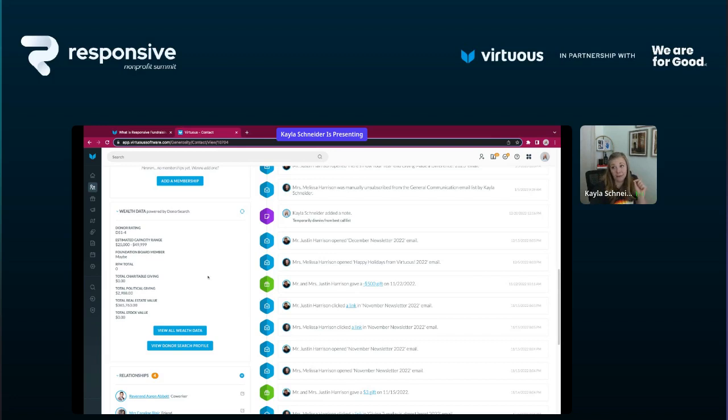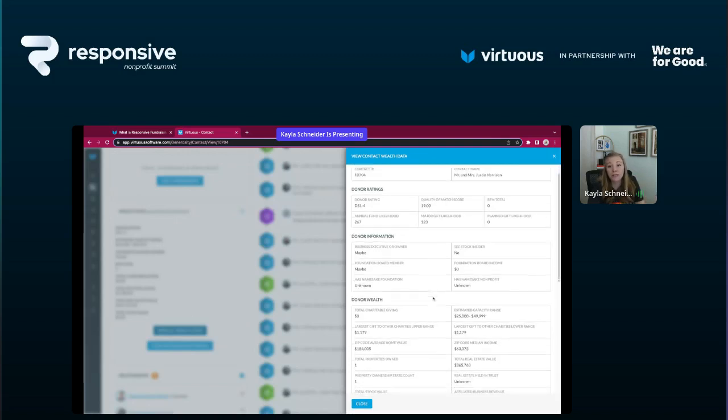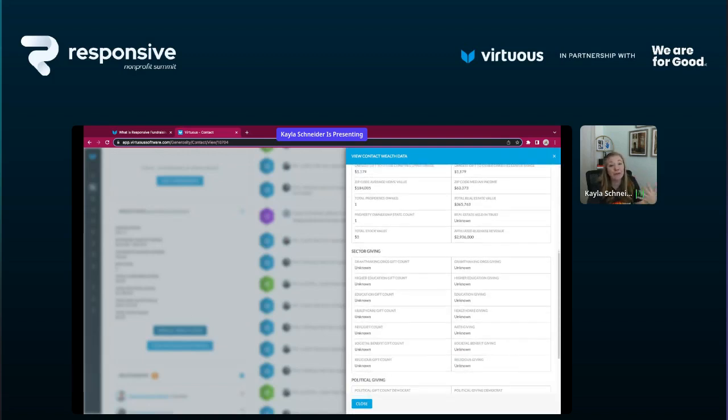One thing I love is that this information is actually living here in the system. I can query upon it, I can report upon it, I can export it, I can filter it, I can use this data to even tier my portfolios.